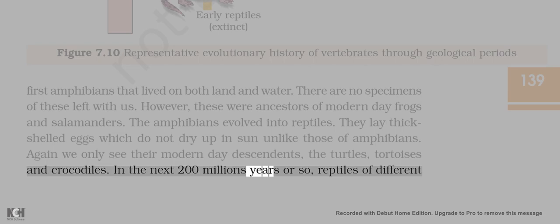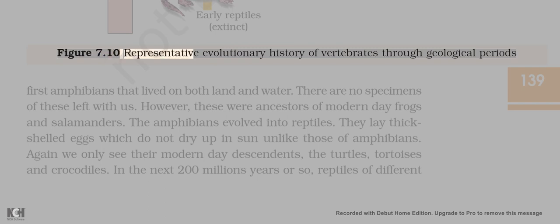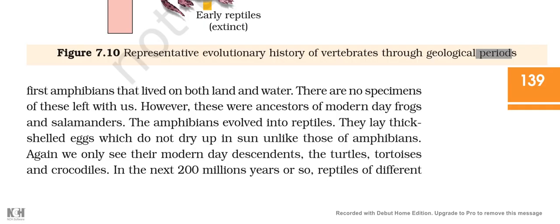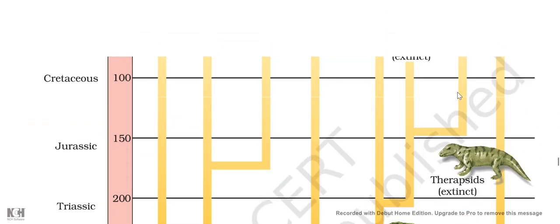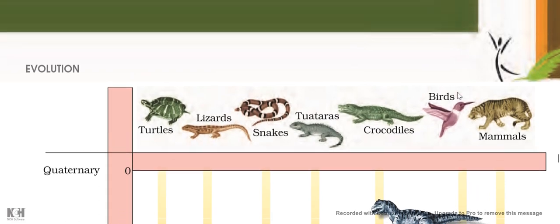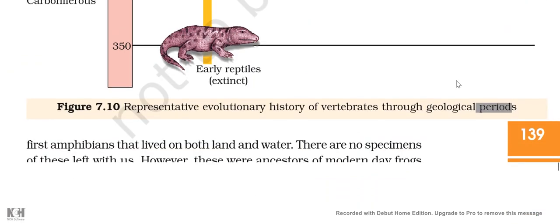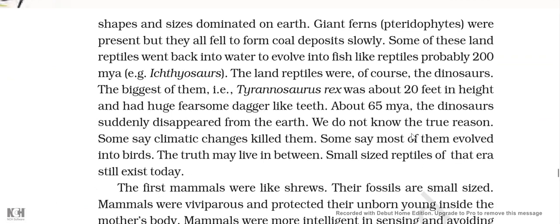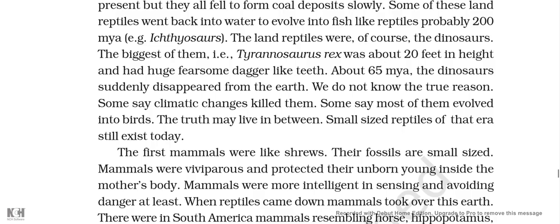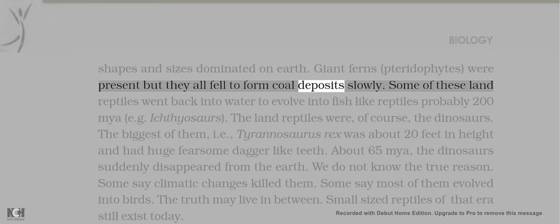In the next 200 million years or so, reptiles of different shapes and sizes dominated on Earth. Figure 7.10 Representative evolutionary history of vertebrates through geological periods. Giant ferns, pteridophytes, were present, but they all fell to form coal deposits slowly.